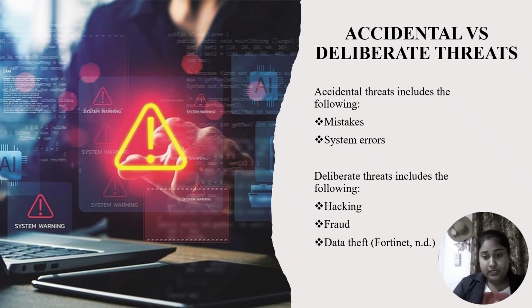Some deliberate threats include the following: hacking, fraud, and data theft. For instance, a hacker may intentionally steal customers' credit card information, or an employee may commit fraud by manipulating financial records. These are two great reasons why data security and integrity are very important in companies.